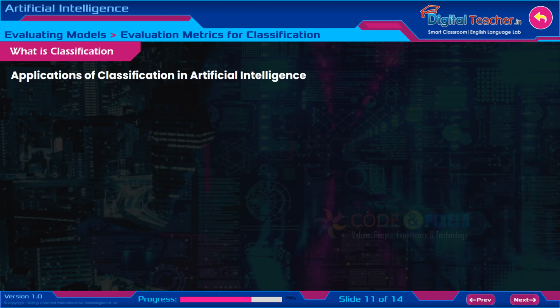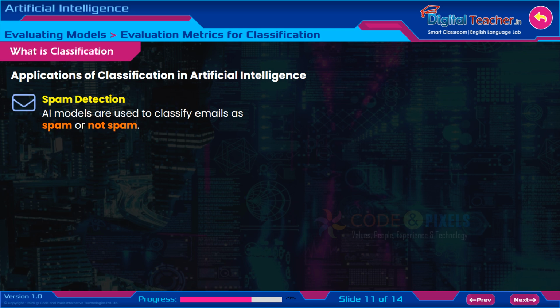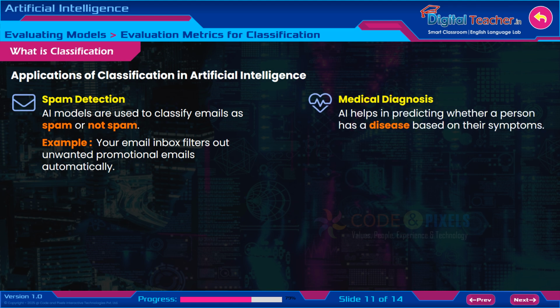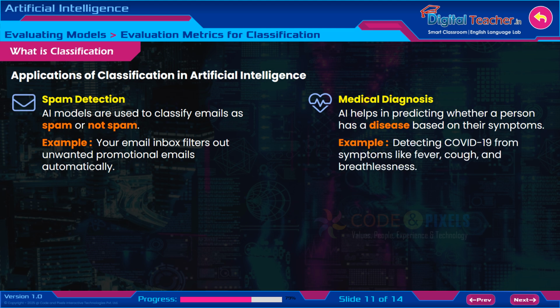Applications of classification in artificial intelligence. Spam detection. AI models are used to classify emails as spam or not spam. Example, your email inbox filters out unwanted promotional emails automatically. Medical diagnosis. AI helps in predicting whether a person has a disease based on their symptoms. Example, detecting COVID-19 from symptoms like fever, cough, and breathlessness.